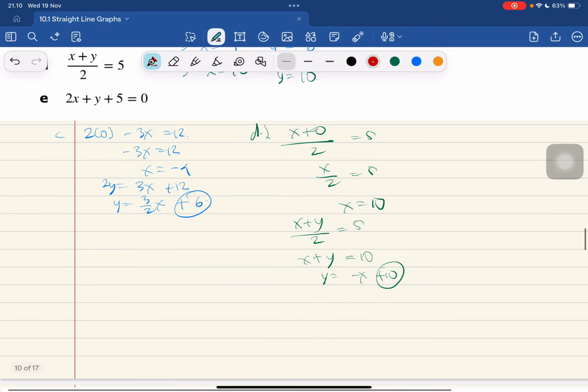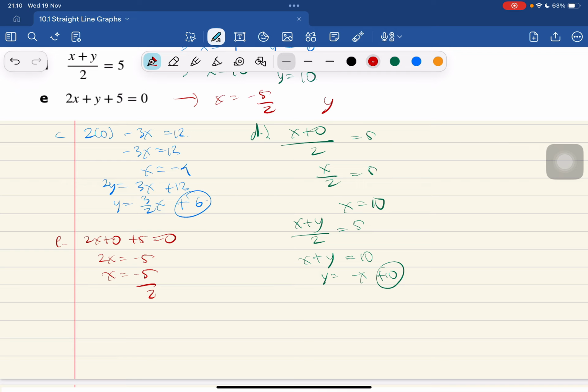Now is x here. So this is E. So 2x plus 0 plus 5 equal to 0. So 2x equal to minus 5. So x equal to minus 5 over 2. So write it, x-intercept is minus 5 over 2. What is y-intercept? Let us make it y equal to minus 2x minus 5. Okay, so y-intercept is minus 5.